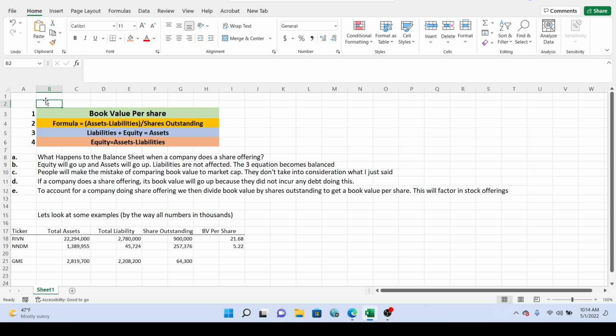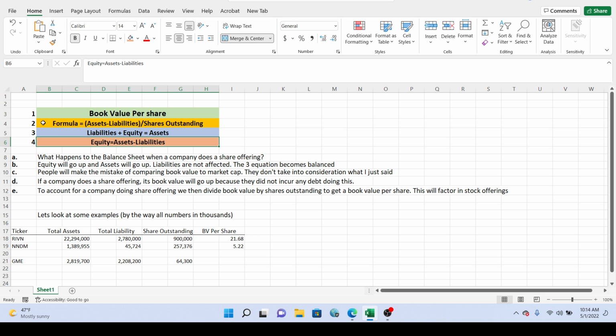So today we're going to talk about book value per share. So what is book value per share? Well, the formula is assets minus liabilities, which is actually net assets, divided by shares outstanding. Now if you know a little bit of accounting, you'll know that liabilities plus equity is equal to assets. So assets minus liabilities is actually equal to equity. So if we wanted to do a short version of this formula, we would just do equity divided by shares outstanding. And then we could get book value per share.